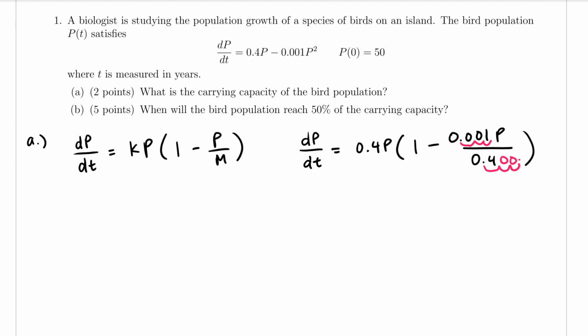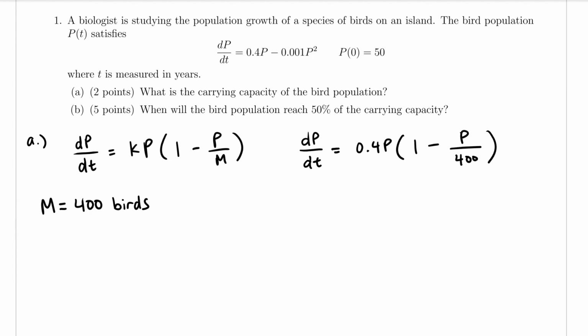So let's go ahead and rewrite this fraction. All right, so now that we've rewritten it, we can see that in the denominator, we have 400. So this is going to tell us that our carrying capacity in this case is 400, and then we are measuring a bird population, so it's going to be 400 birds. Part B says, when will the bird population reach 50% of the carrying capacity?